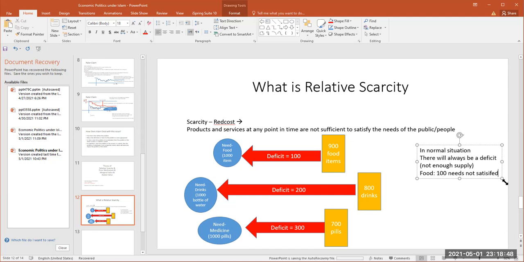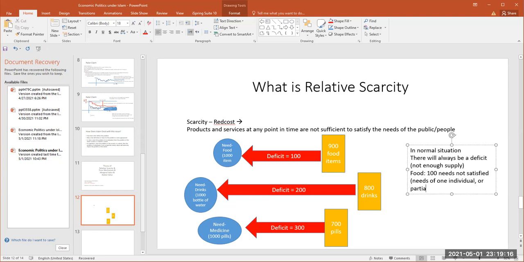These needs could be of one individual, or there could be all or partial needs of one individual, or needs of more than one individual, more than one person.